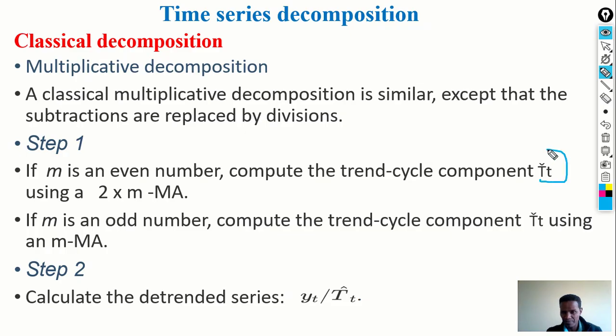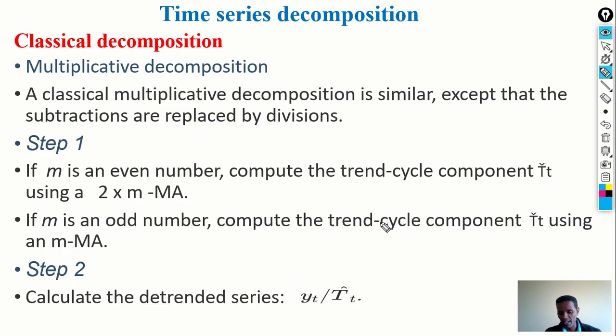by using 2 multiplied by m moving average, that is the same. And if it is an odd number, again the trend cycle component will be calculated by using m moving average. This is the same hereafter. The difference is hereafter in the second step. Calculate the detrended values by dividing the y value or the outcome value by the trend cycle component. So that is the division.